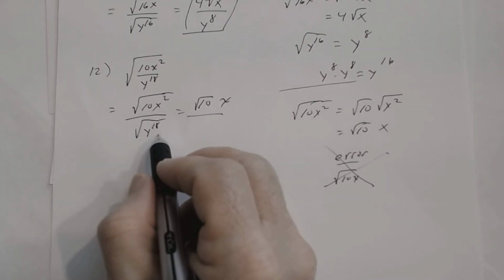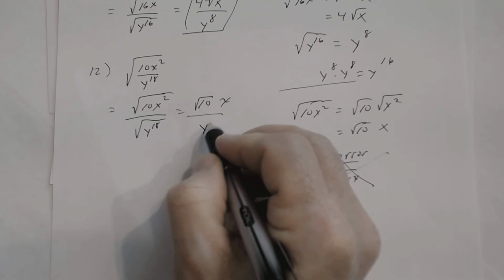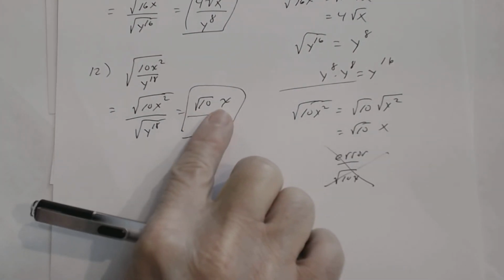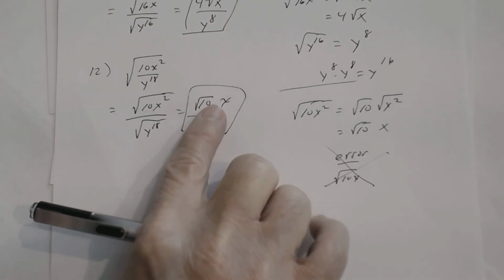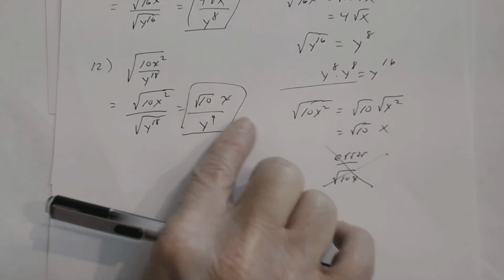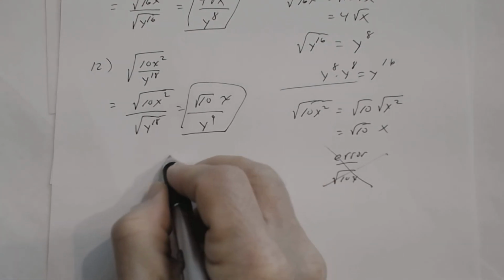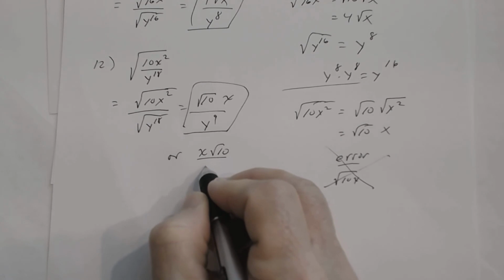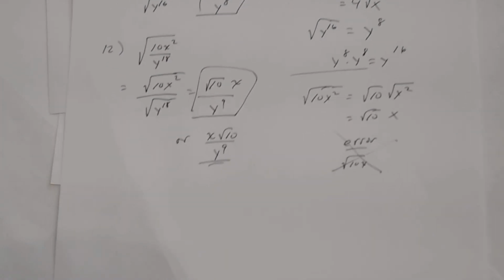What's the square root of y to the 18th? Y to the 9th. So you can leave your answer like this. Now, remember we said earlier that we sometimes rewrite it so the square root is on the end if you have a variable, and that's because of this issue here. So if you want to, you can say x square root of 10 divided by y to the 9th. Does not matter.